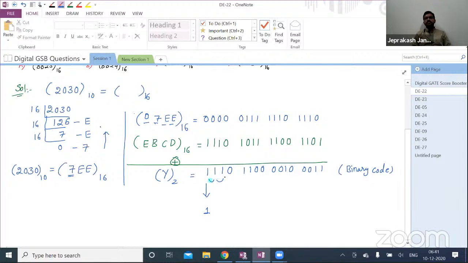1 XOR 1, 0. 1 XOR 0, 1. Like that, perform exclusive OR operation on successive bits. 0 XOR 1, 1. 1 XOR 1, 0. So this is the gray code corresponding to the above binary code.